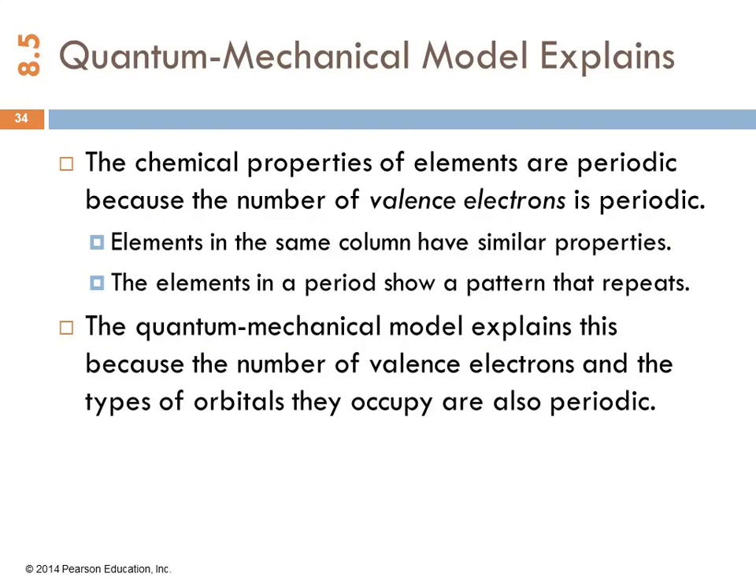The chemical properties of elements in the periodic table are periodic, not because of some random thing, but because the valence electrons of the different atoms are periodic. We observe that elements in the same column have similar properties and that elements in a period show a pattern that repeats. The quantum mechanical model explains that this occurs because the number of valence electrons and the types of orbitals that they are in also are common in the groups of the periodic table, and they repeat in patterns.